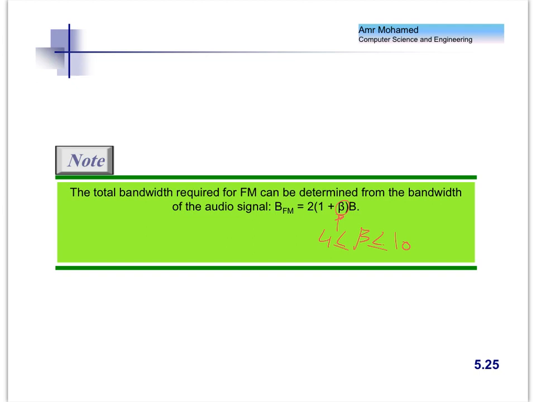So the bandwidth is based on the middle frequency, and we have some frequency on the right hand side and some frequency on the left hand side. This difference in the frequency is proportional to the amplitude of the signal. But what does proportional mean? It means this frequency is proportional to the amplitude, right? So the frequency is equal to alpha times A. This alpha can be anything. This alpha is actually the beta.